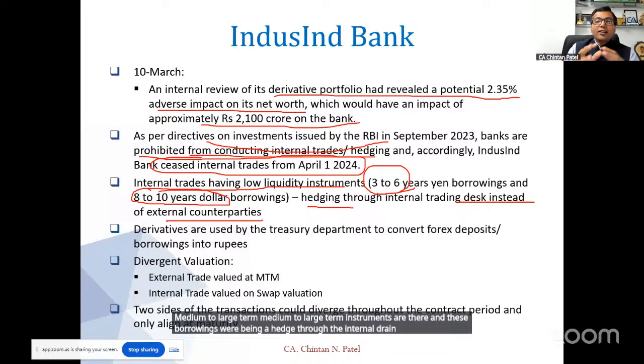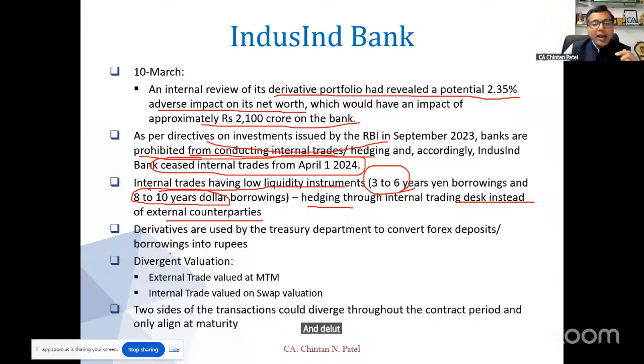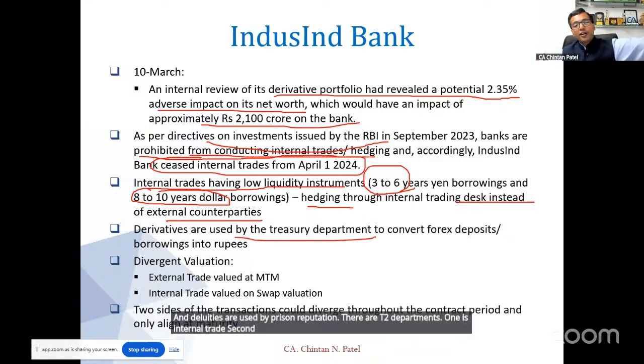They are not approaching external counterparties, but they hedge internally. So there's an internal trade which was doing it, and derivatives are used by treasury departments. So there are two departments: one is internal trade, second is treasury department. Internal trade does it themselves through their internal trading desk, and the treasury department was there to talk with the external commercial party for doing derivative accounting.